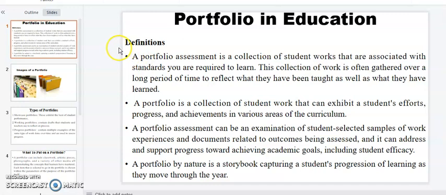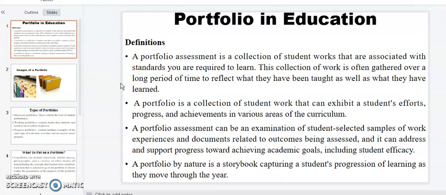A portfolio assessment is a collection of students' works that are associated with standards you are required to learn. This collection of work is often gathered over a long period of time to reflect what they have been taught as well as what they have learned.